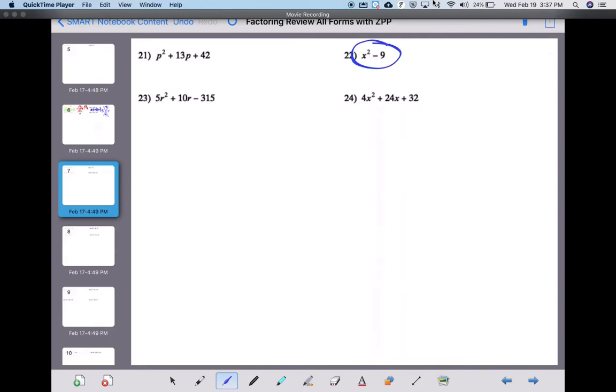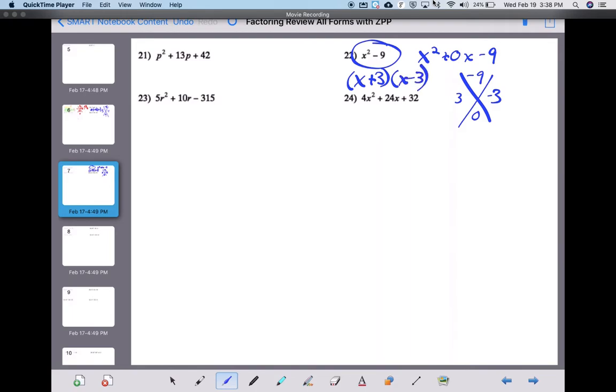Ooh, 22 is good. You know, you could think of this as x squared plus 0x minus 9. And when you do that, you're looking for numbers that multiply to -9 and add to 0, so you get 3 and -3. So it would be x plus 3 times x minus 3.